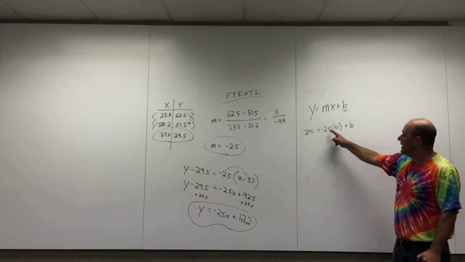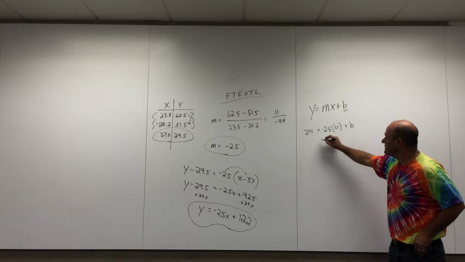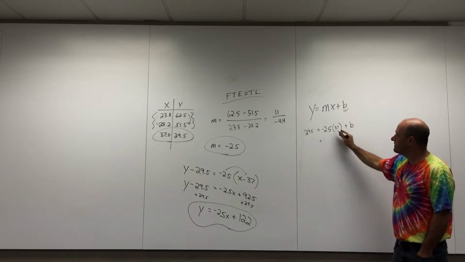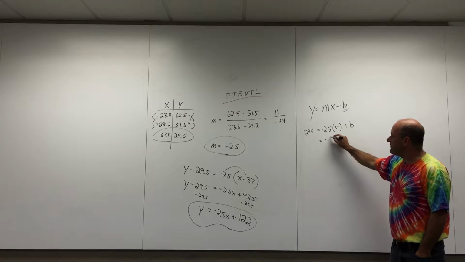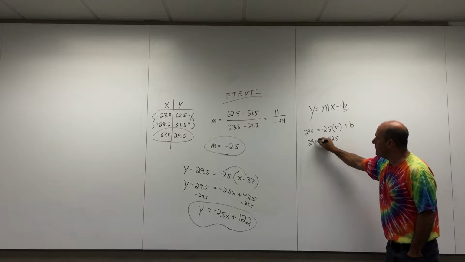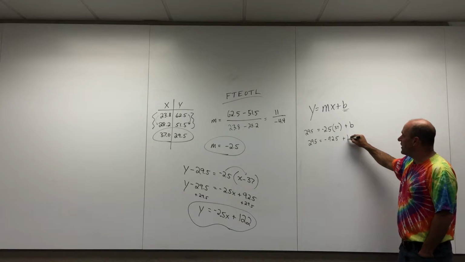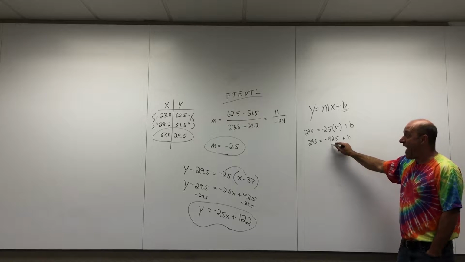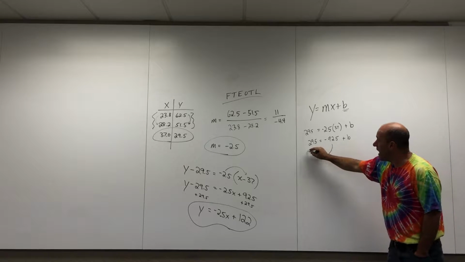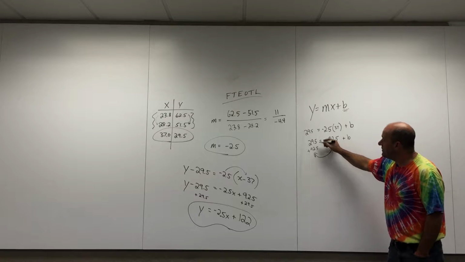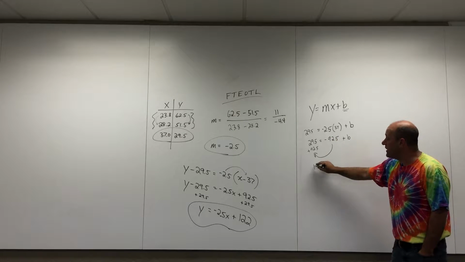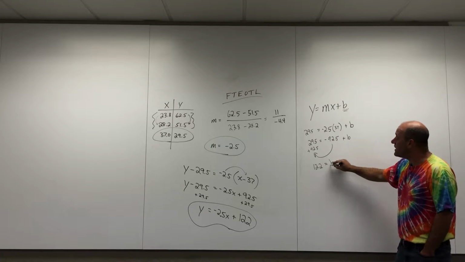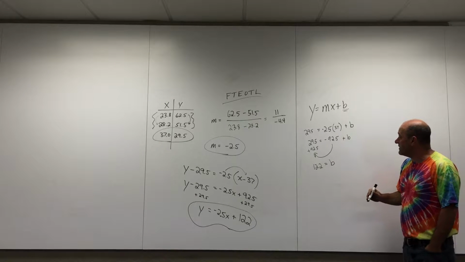Multiply that for me, please. 92.5, and it is negative. This is 29.5. Over here is your plus b. We're going to try to find b, so what are we going to do? Add 92.5. We're going to add 92.5 to that 29.5, and we're going to get 122 equals b. So that's one way of finding the b.